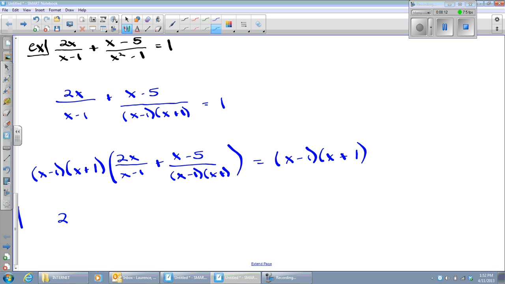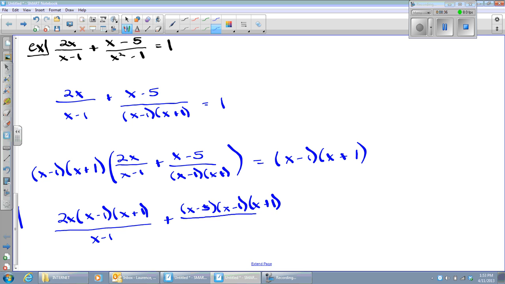So now we're going to have 2x times x minus 1 times x plus 1 over x minus 1 plus x minus 5 times x minus 1 times x plus 1 over x minus 1, x plus 1. And that is still equal to x minus 1, x plus 1.